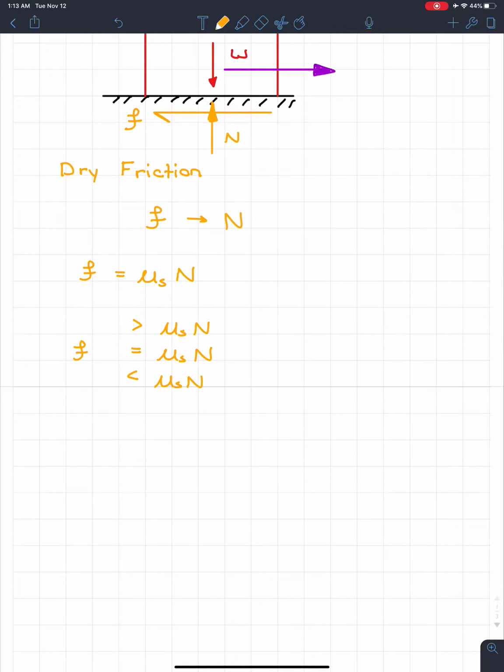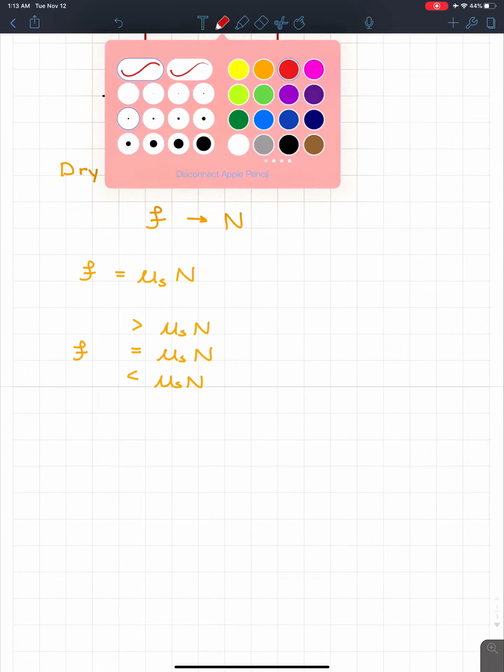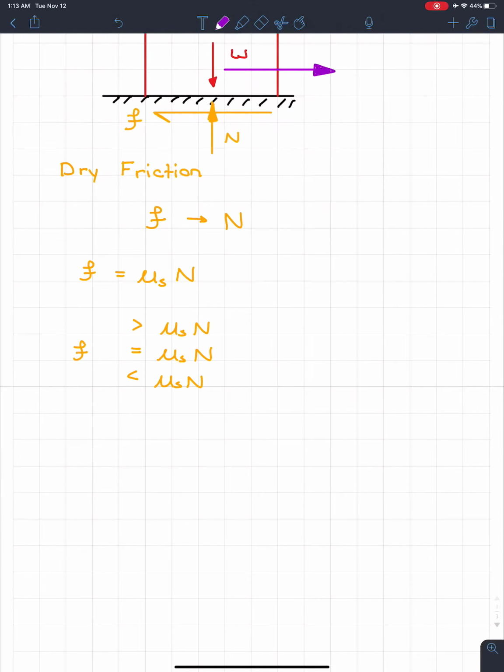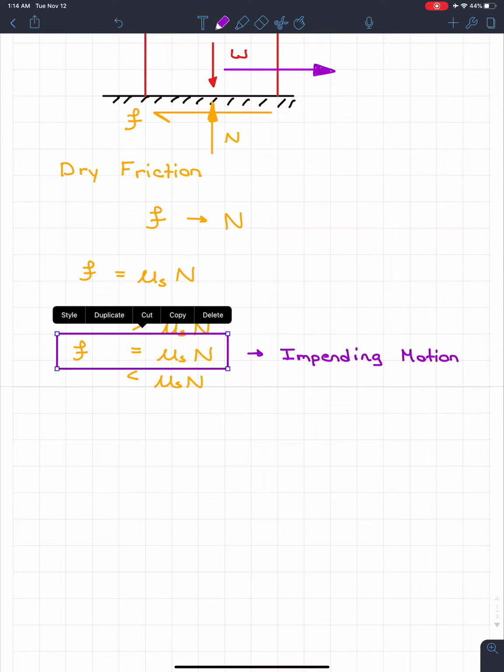And now, here are the three scenarios for these. These are very important to remember because the questions will tell you about these very specifically, and you guys are going to have to know which one to use. So, for something called impending motion, which I'm going to put right here, this is the case you guys will see a lot, because it's the most convenient. F is equal to mu_s N. What impending motion means is this is the frictional force that is going to be experienced by the crate the instant it begins to move.